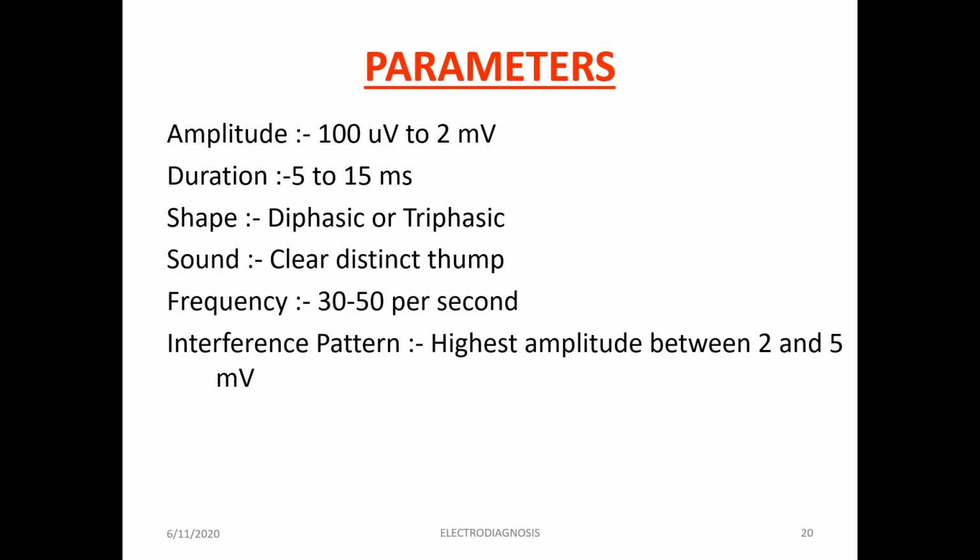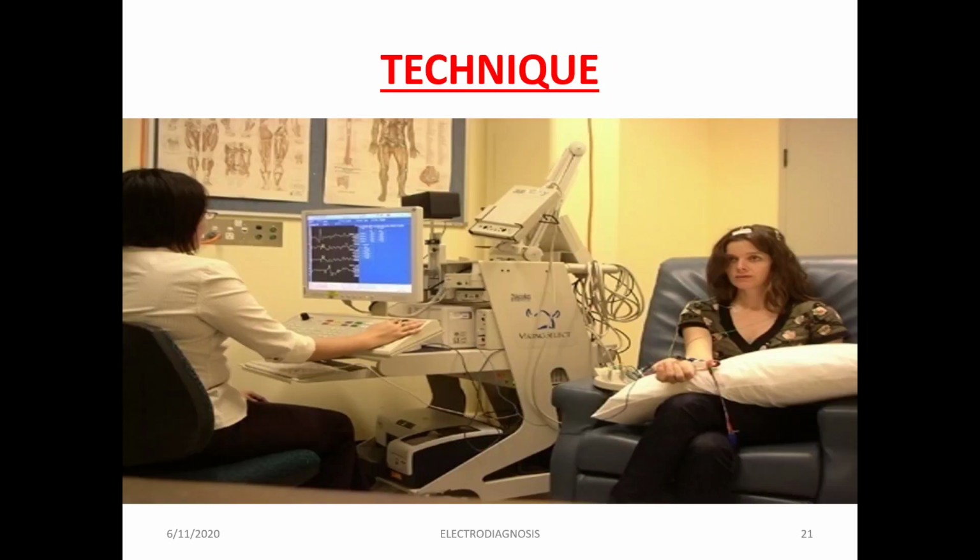Now frequency will be 30 to 50 per second, and interference pattern ranges from 2 to 5 millivolt. Actually, more than 2 millivolt is quite good. Generally in laypeople, we do not get this amplitude of more than 2 millivolt. It will be there only if we have an athlete as our model or patient. As a subject, if you have an athlete, then you can get amplitude of more than 2 millivolt.